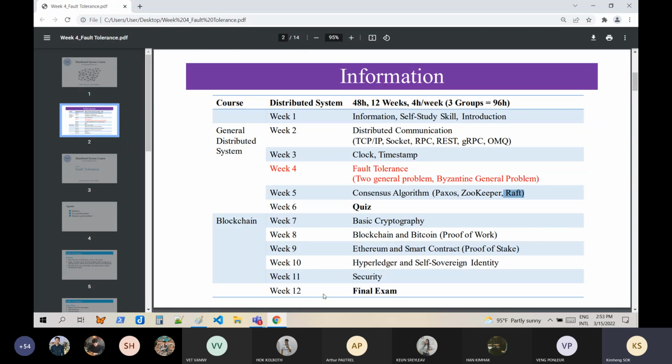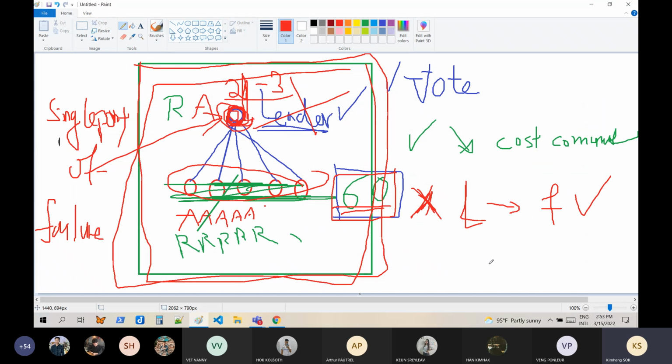So in order to make decisions, there are a lot of algorithms that people have created, and we will learn them in the next weeks. Because if we choose only one leader like this, the system is not fault tolerant.